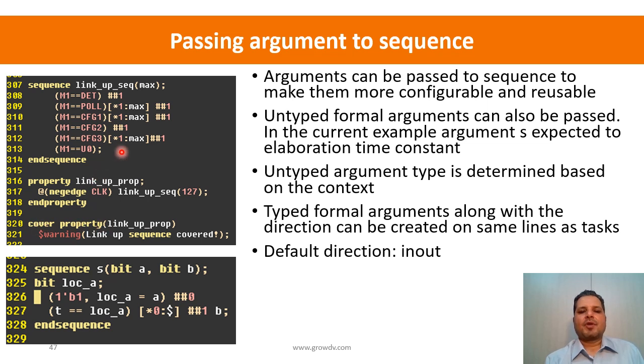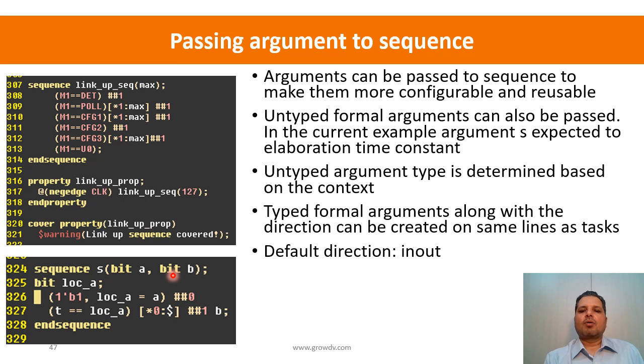What we need to notice here is that we are passing an untyped formal argument. We are not specifying the type or the direction. For the arguments we can also provide the type, for example here we are saying bit type, and on similar lines we can also provide the direction, whether it is input, output or inout, and then you can also pass local arguments.